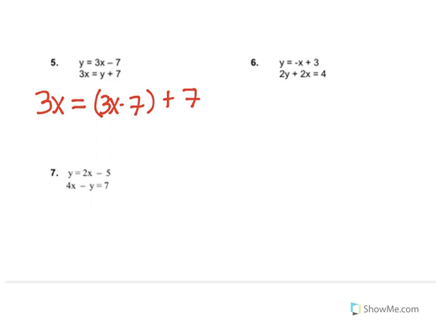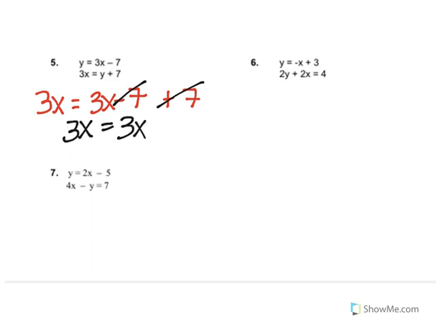Okay, so there's nothing to distribute here. I can just go ahead and take the parentheses off now. I always like to substitute with parentheses because every once in a while you're going to have something related to the negative sign or something that's going to make a difference in it. Okay, so we have 3x equals 3x minus 7 plus 7. Well, minus 7 plus 7, they cancel each other out. And now we have 3x equals 3x.